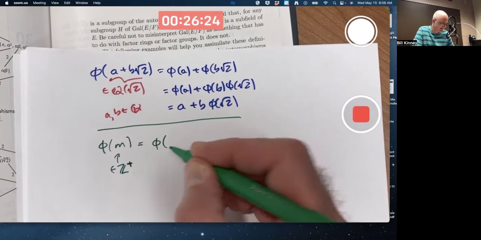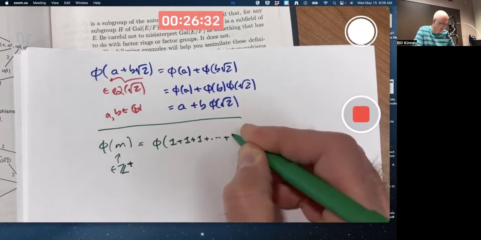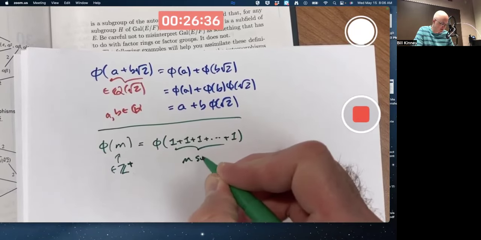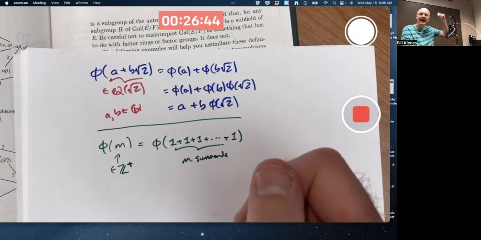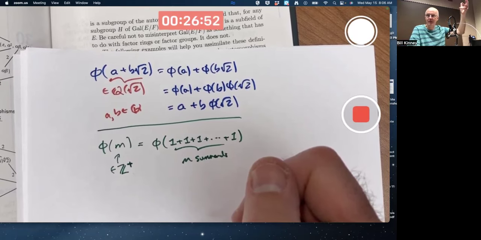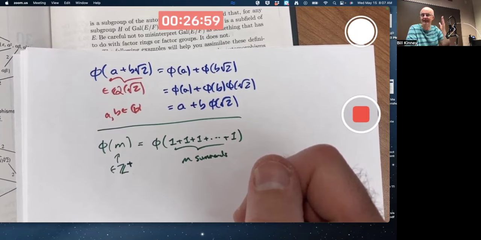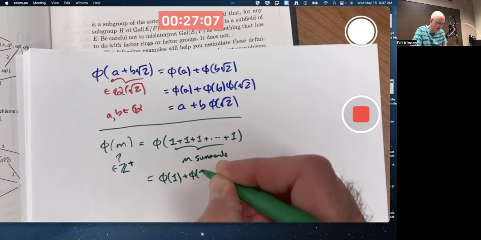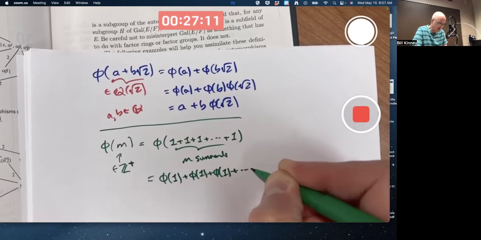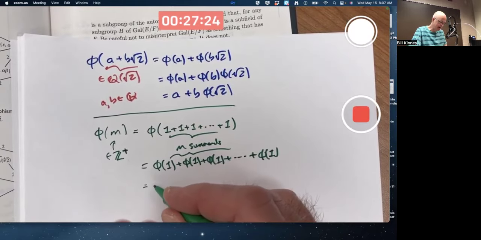Here's the key thing. Since m is a positive integer, I could write it as 1 plus 1 plus 1, etc., with m terms there, m summands. And that should remind you to use the fact that phi is operation preserving. When you're working with isomorphisms, homomorphisms, automorphisms in this case, you always want to use the fact that they're operation preserving. That's the whole key to it. So this would be phi of 1 plus phi of 1 plus phi of 1, etc., also with m summands. In other words, it's m times phi of 1.